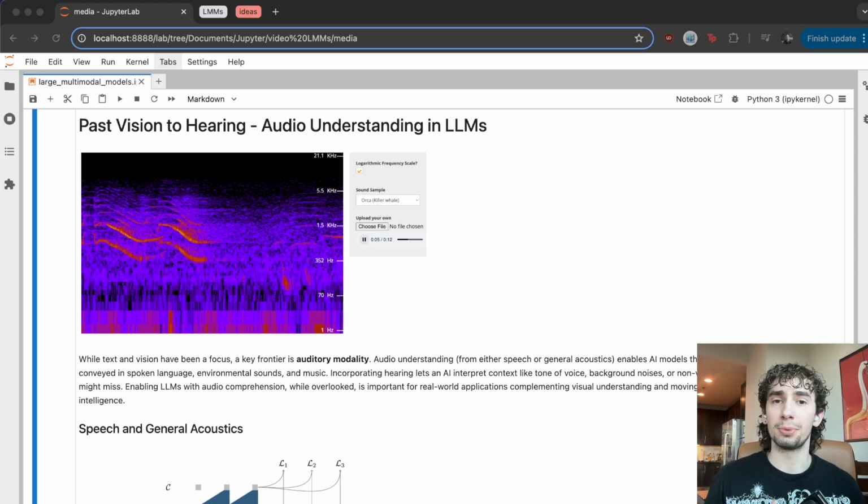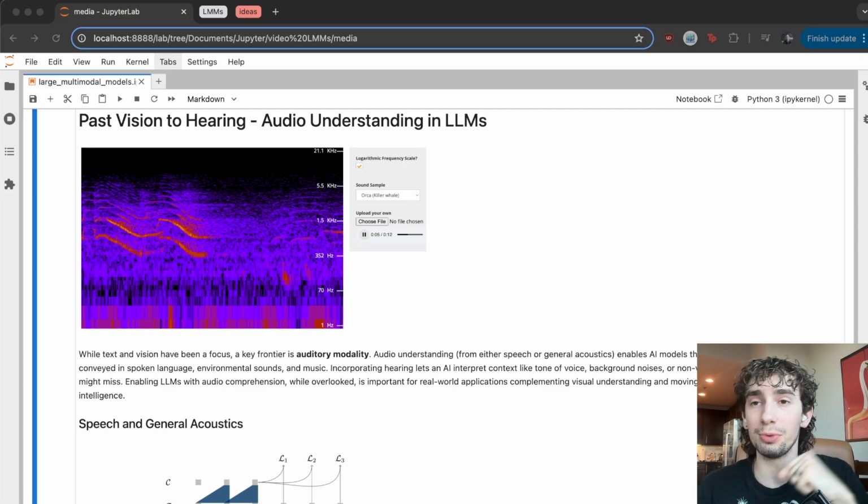Audio understanding, whether it's something like speech or just general acoustic sound, allows AI models or language models the ability to grasp information conveyed in things like spoken language, environmental sounds, and others like music. Incorporating this allows us to add in interesting context like tone of voice, background noise, nonverbal cues, and other things that pure text or vision-enabled models might miss. So really enabling language models with audio comprehension is slightly overlooked in the field, but super important for real-world applications, complementing the visual and textual understanding of language models.